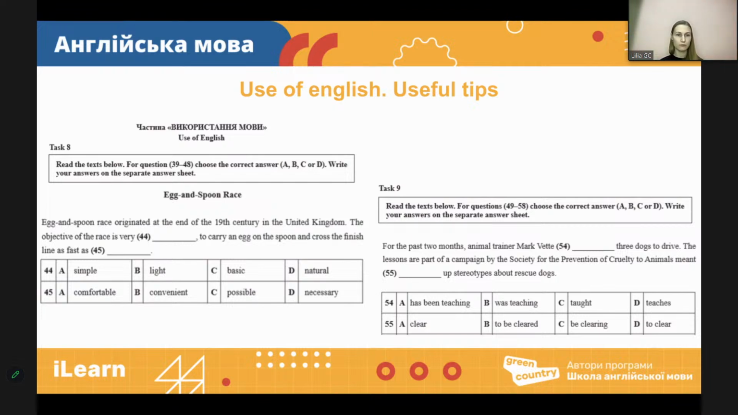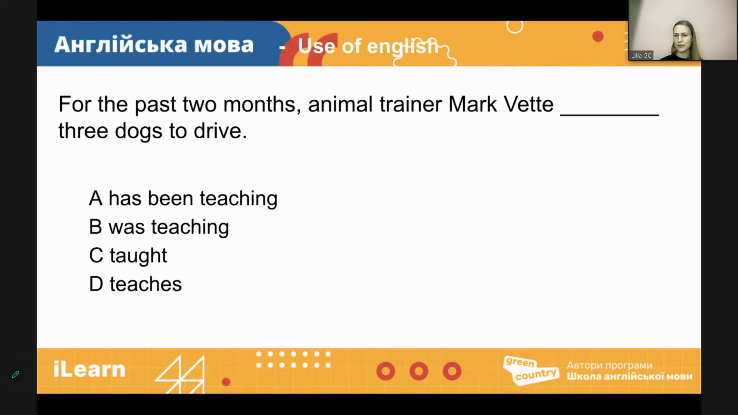Here we have two examples. These are old ones from ZNO of previous years. What I want from you is to look carefully and try to identify what's going on there. For that, we'll take just one slide. So there is a sentence and there are 4 options. Who can guess the right one?